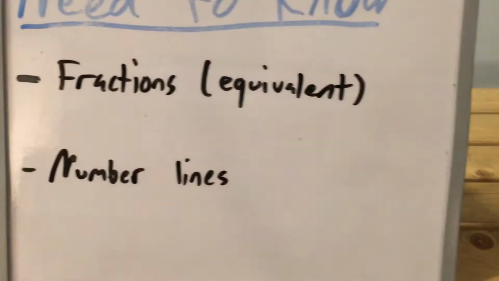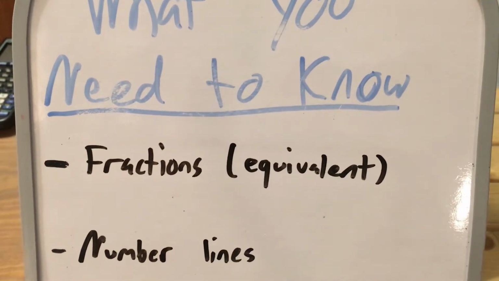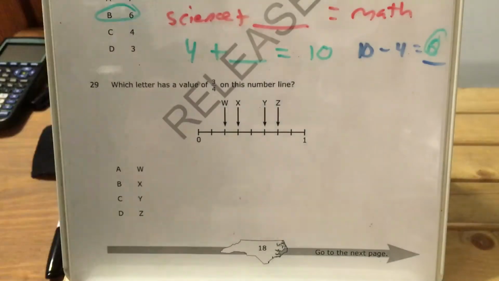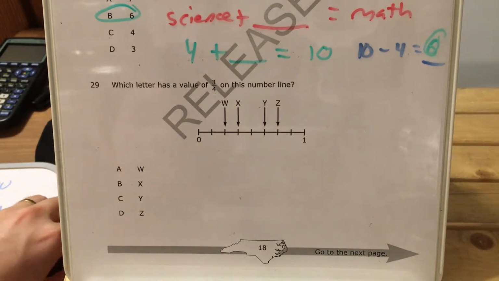In order to do really well at a question like this, we're going to need to know equivalent fractions as well as how to work with number lines. There are many other questions like this in the third grade release form that I've already tackled in other videos. You can go ahead and look for those. But for now, we're going to work with this number line and try to find 3/4.